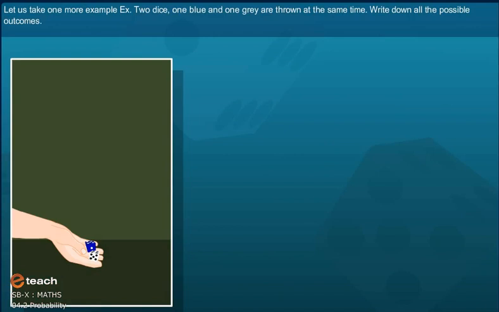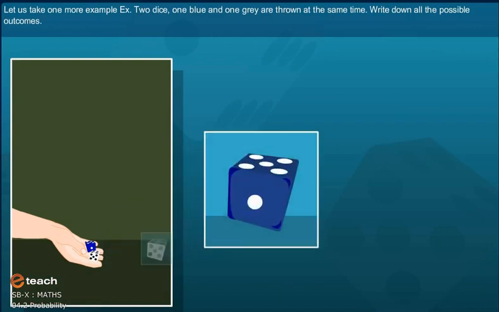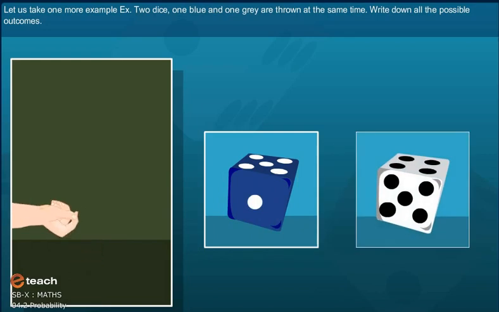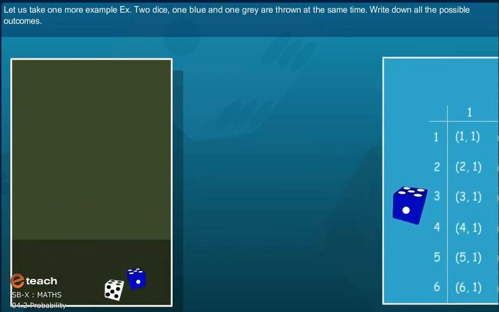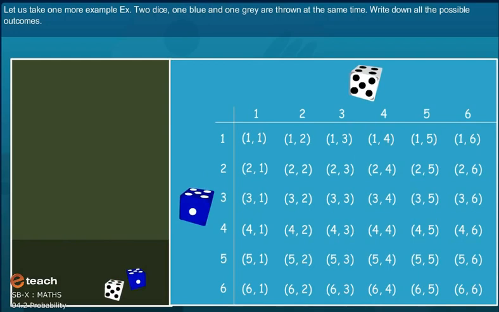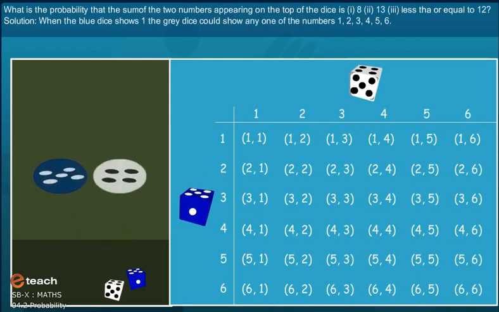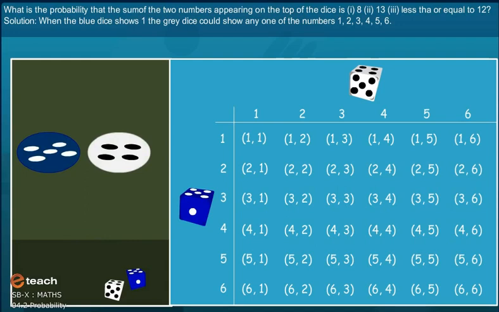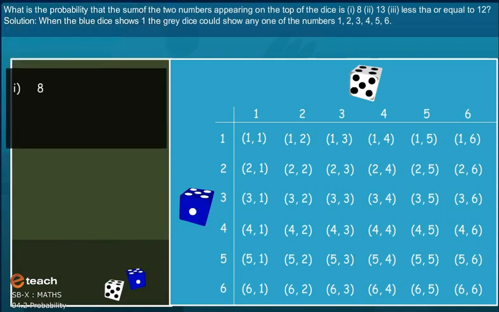Let us take one more example. Two dice, one blue and one grey, are thrown at the same time. Write down all the possible outcomes. What is the probability that the sum of the two numbers appearing on the top of the dice is (i) 8, (ii) 13, (iii) less than or equal to 12?